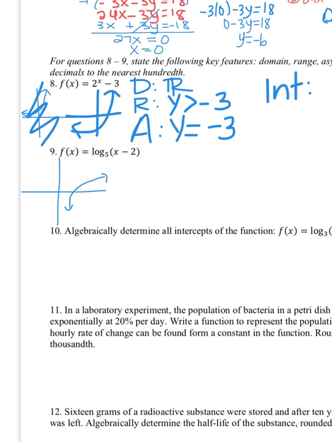So this one's a shift to the left too. So this one has a vertical asymptote at x equals 2. Your domain then is what's different because x cannot be equal to 2. X is also greater than 2. Your range, however, is all real numbers.